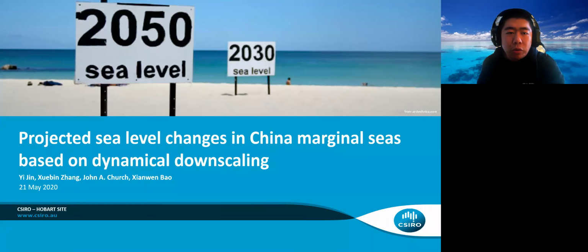Present our work on projected sea level changes in the China Marginal Sea based on dynamical downscaling. My supervisors are Xibing Zhang, John Church, and my domestic supervisor, Xianwen Bao.